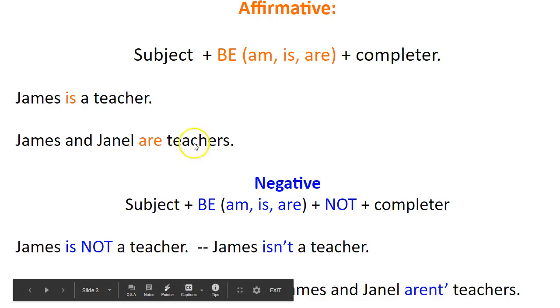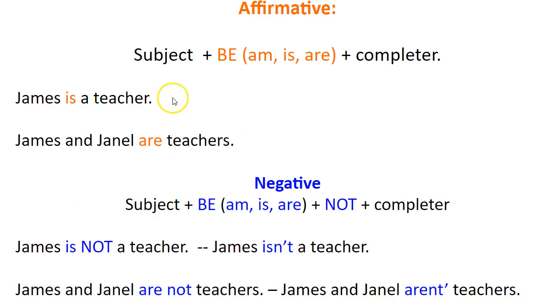Remember that for an affirmative sentence or statement, the structure or the sentence order is subject plus the be verb, am, is, or are, and there is usually a completer. So that means there are some words after the be verb. For example, James is a teacher. James and Janelle are teachers.